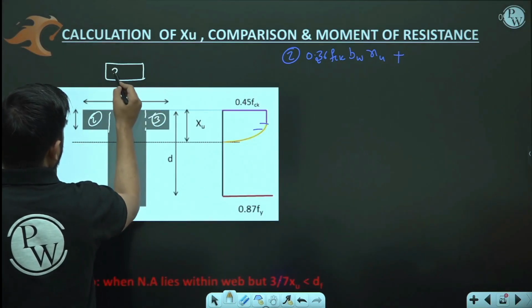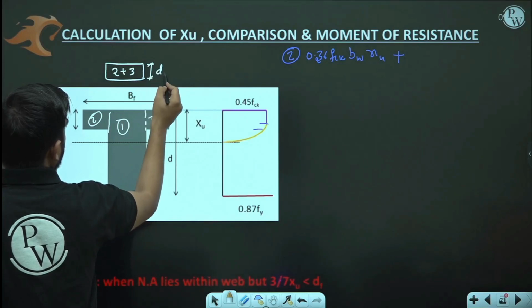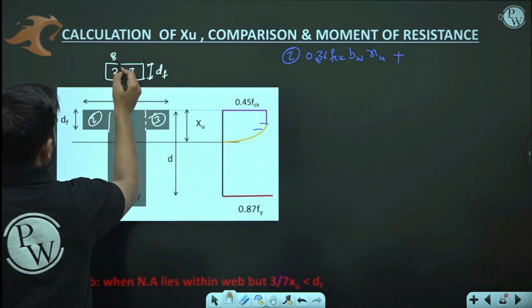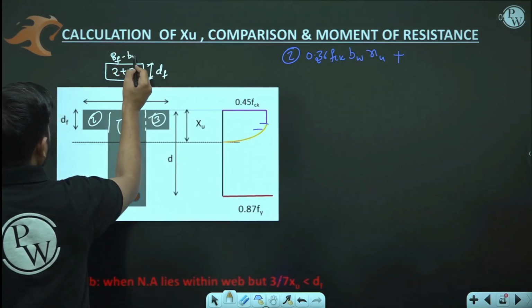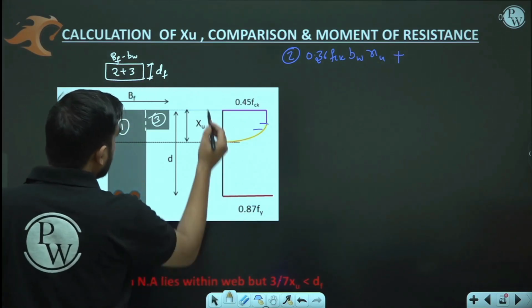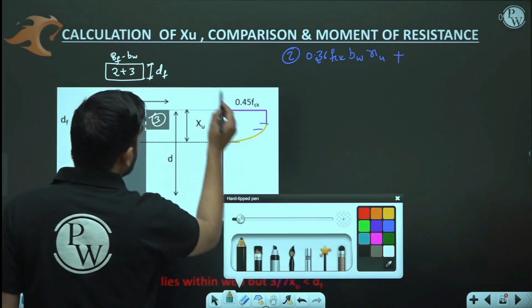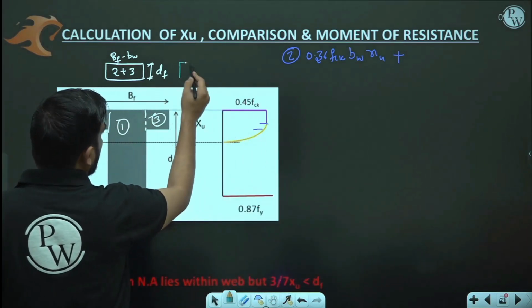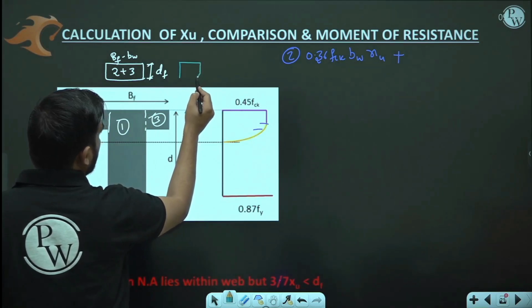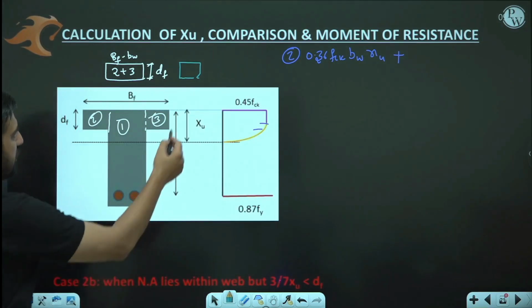This is 2 plus 3. This depth is DF and this width is BF minus BW. So what did the code do? Here you have observed that there is some portion which is lying in the rectangular zone, and there is some portion which is lying in the parabolic zone, like this. Are you getting it? So this is a complication.